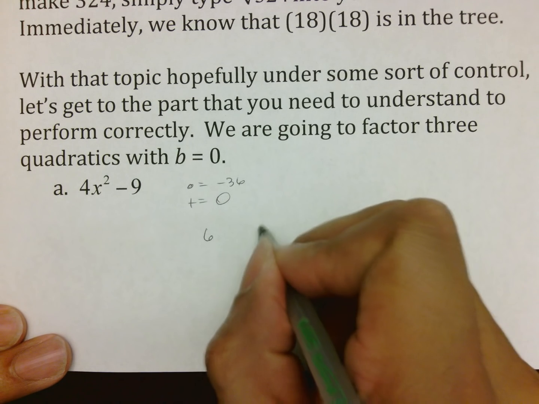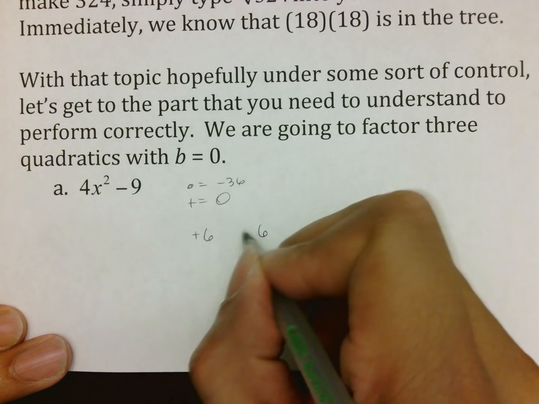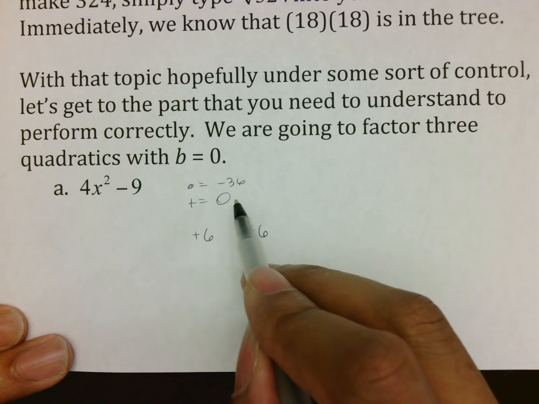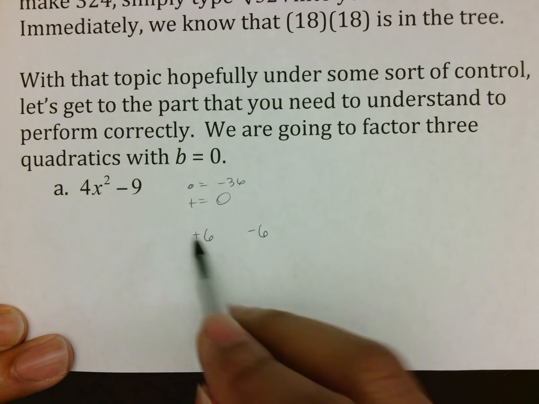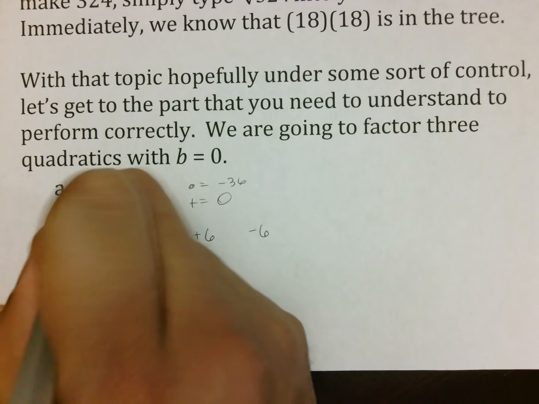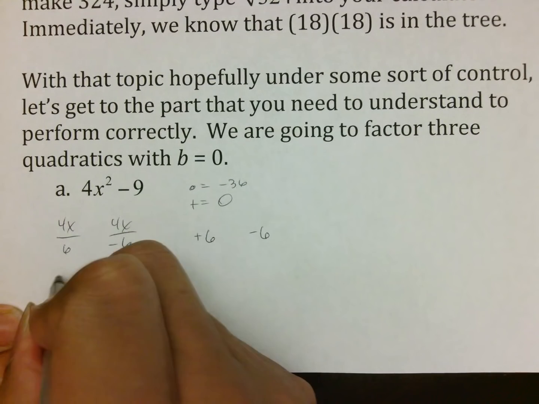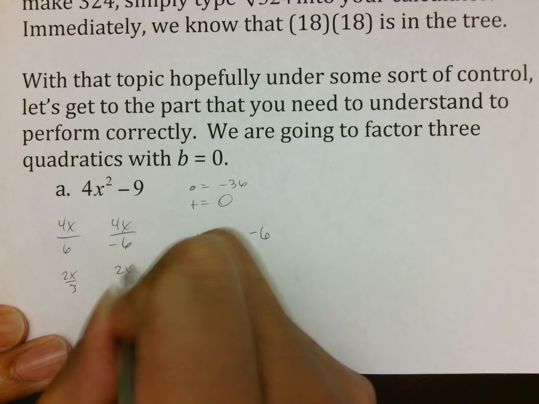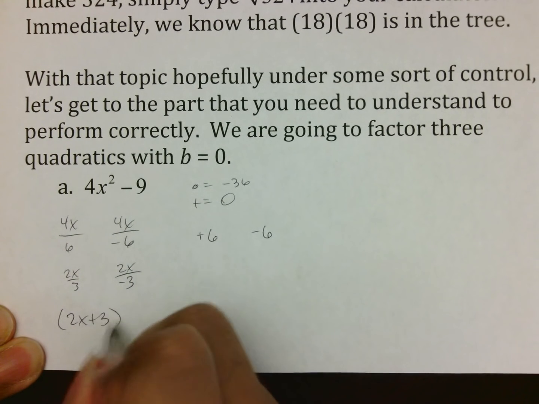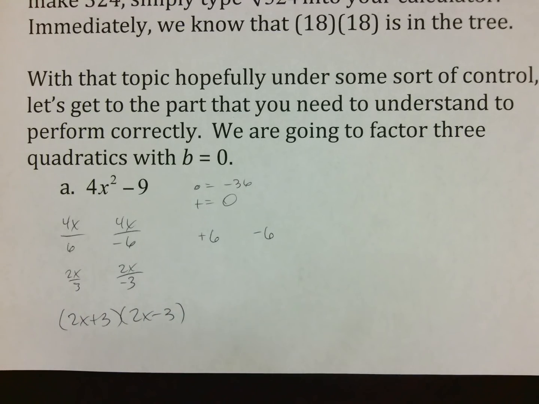We, of course, know 6 times 6 is equal to 36. That is a positive 6 and a negative 6. It doesn't really matter which one you pick because either way, it's 0, so it doesn't matter where the signs go. You can put a negative over here and a positive over there. It does not matter. Then we learn to go 4x over 6, 4x over -6, which reduces to be 2x over 3, and 2x over -3. That factors out to be 2x plus 3, 2x minus 3, and that would be our answer.